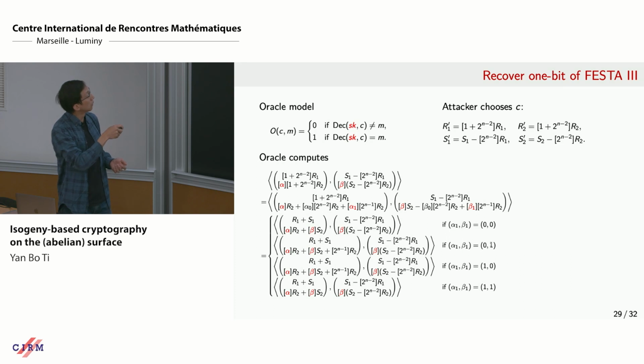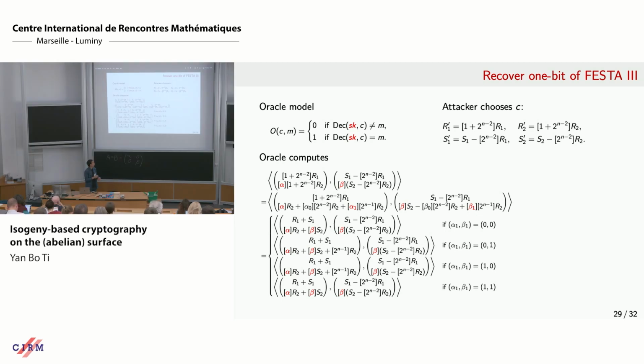Whereas, if you look at the other two cases, this kernel is different from this kernel. And so therefore, this will return a failure. And so by understanding whether you pass or you fail the oracle, you're able to guess whether the bits are the same or different. So this is one bit of information.